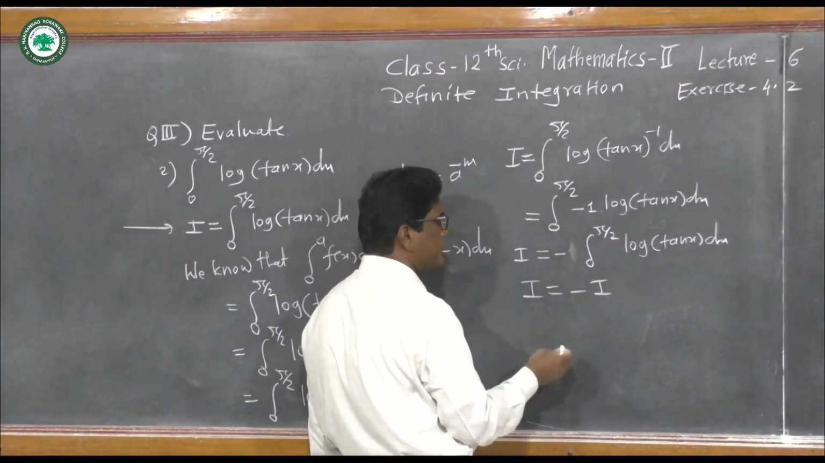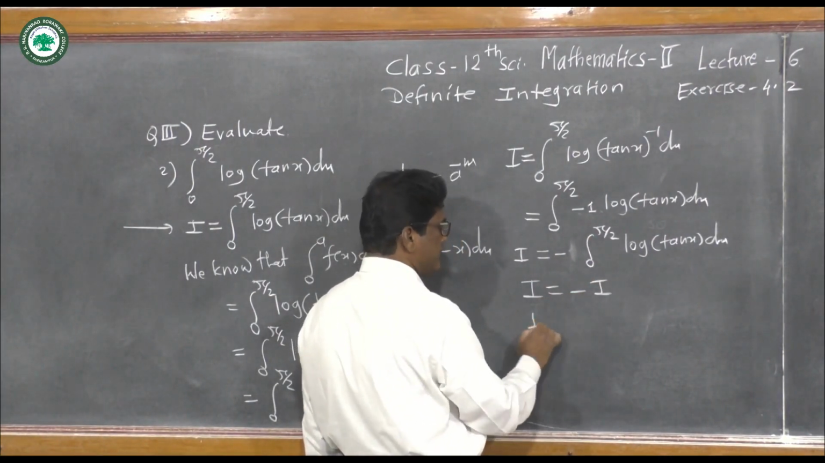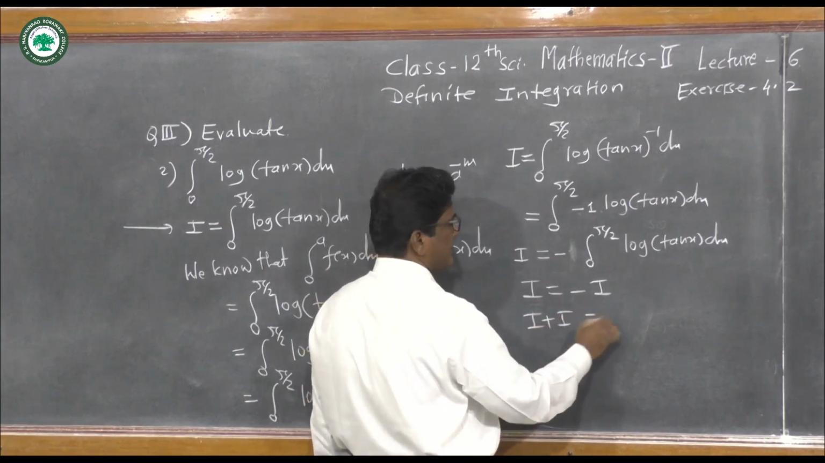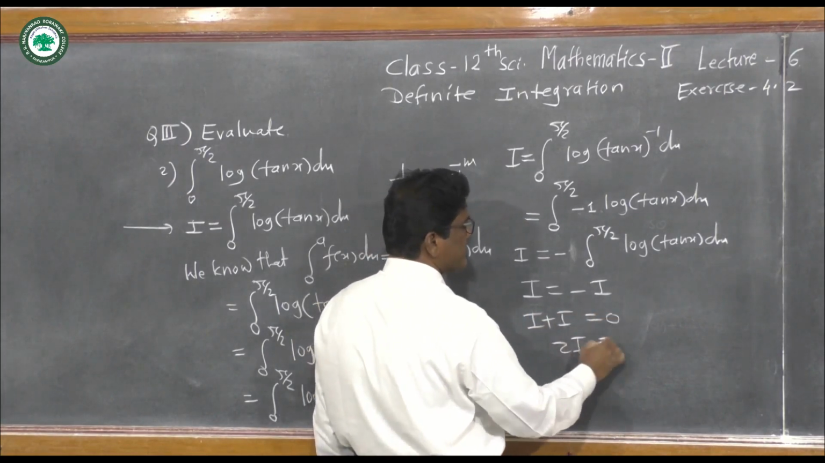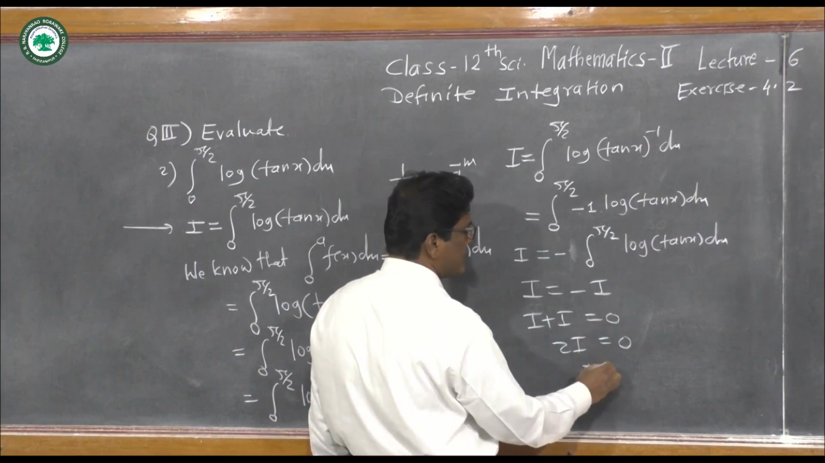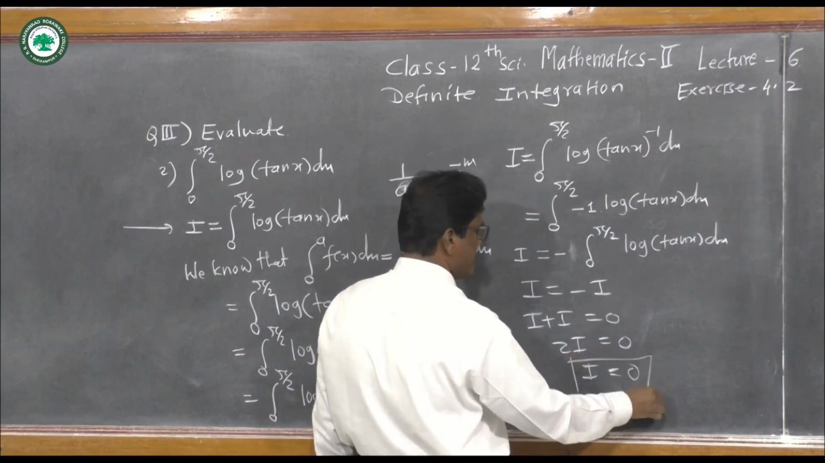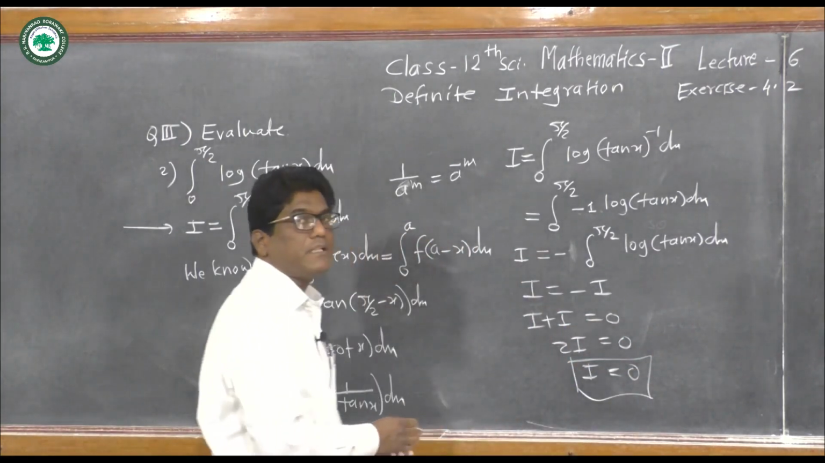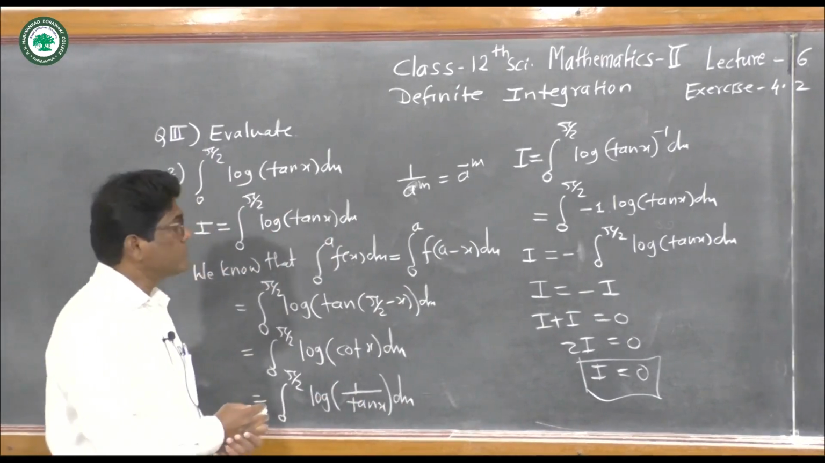So I is equal to minus this I. Carry this minus I to left side. So I plus I is equal to 0, that is 2I is equal to 0. Carry 2, so we get I is equal to 0. That means the value of this definite integral is 0. This is the solution. Take the screenshot.